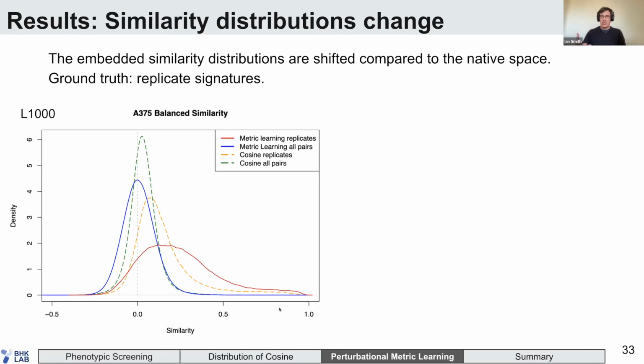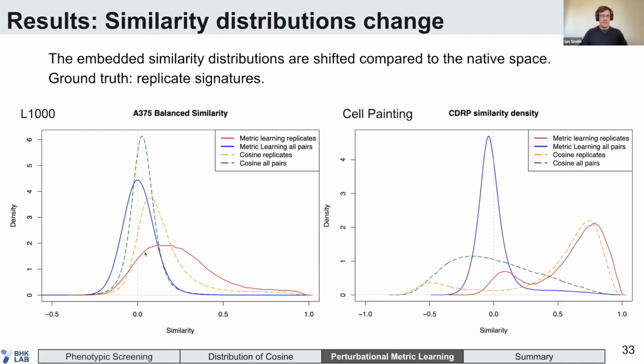First of all, the similarity distributions change as a result of doing this embedding. This is an example cell line from L1000. You can see cosine of the known positive replicates is in gold. Cosine similarity of the background is in green, and the distributions are difficult to discriminate. With metric learning, the pairs of known similar signatures, the pairs of replicates, the distribution of similarity is in red, and the distribution of background similarities is in blue. And so you can kind of visually see, and we'll quantify, that PeML does a better job discriminating these two underlying distributions. And you see a similar trend in cell painting, that the distributions have fundamentally changed because of the embedding.